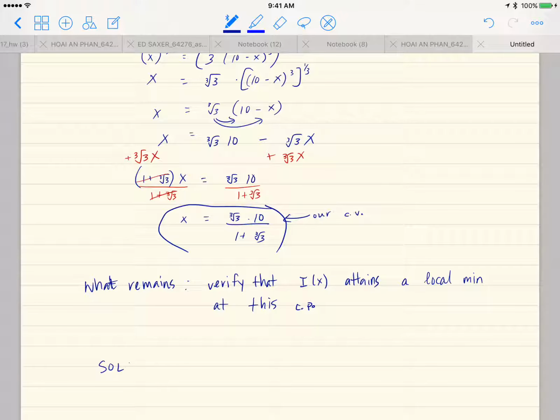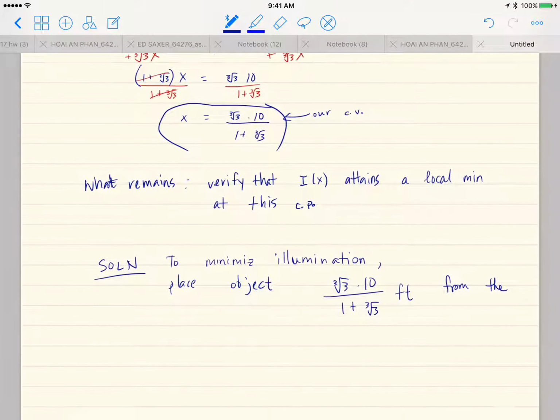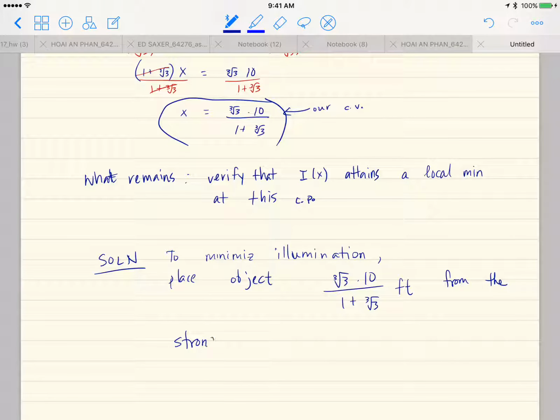So our solution is going to be that to minimize the illumination, we should place the object the cube root of 3 times 10 divided by 1 plus the cube root of 3 feet from the strong light source.